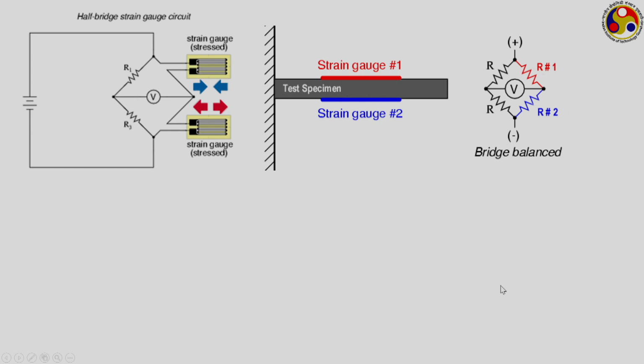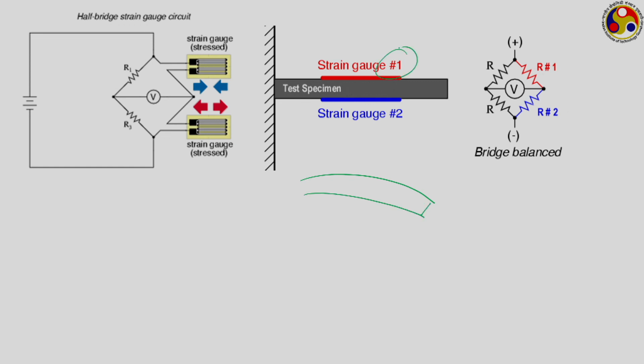But we can also have a half bridge arrangement, where on two sides of the specimen we are putting two strain gauges. Now, if this specimen is suffering some kind of bending, let us say if this specimen bends like this, then what will happen?